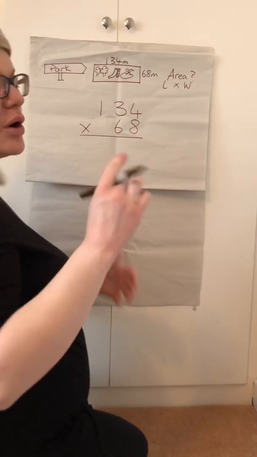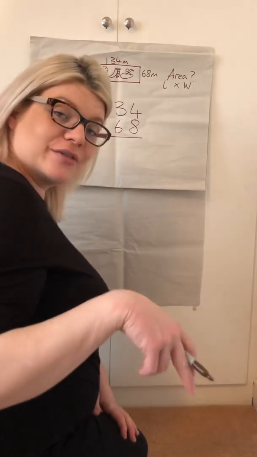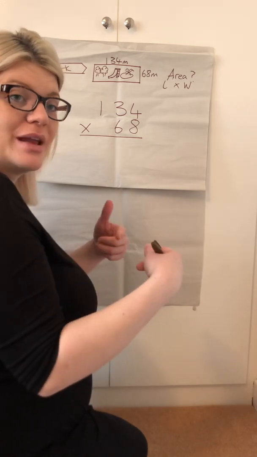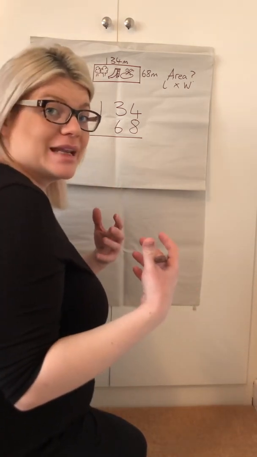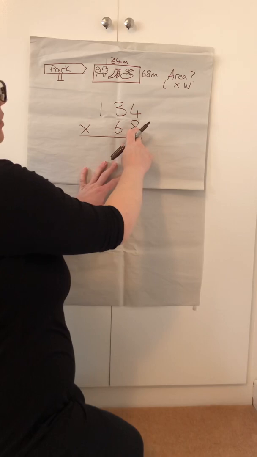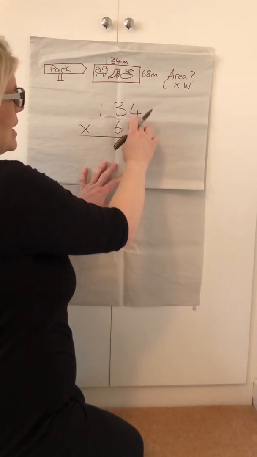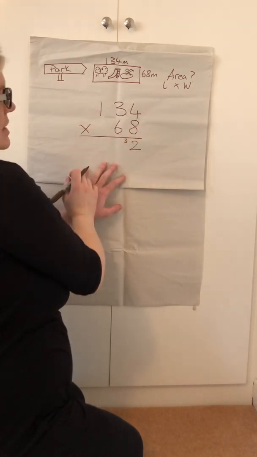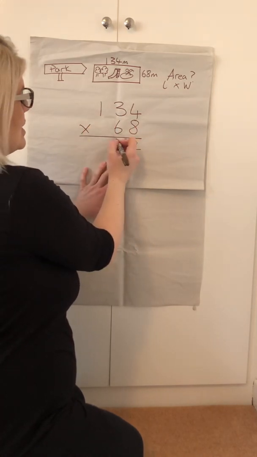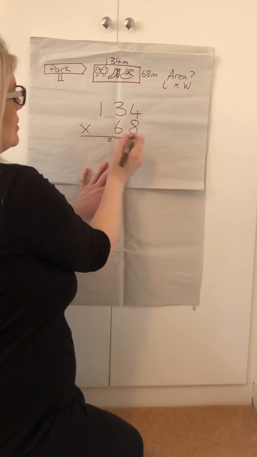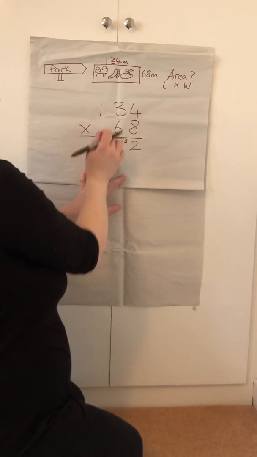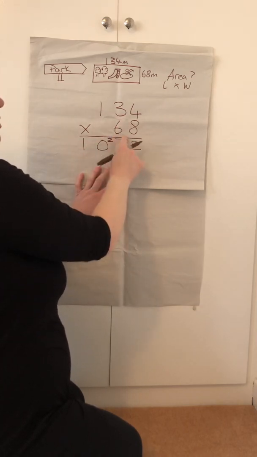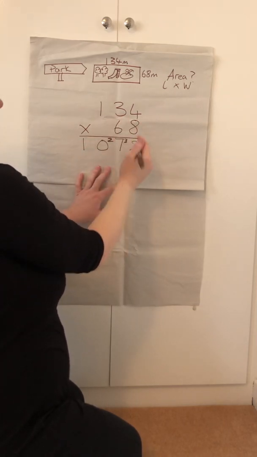You can pause the video now if you want and see if you can work it out yourself before I do it, and then check your answer along with me, or you can just do it along with me now. Right, let's start with the ones. 8 times 4 is 32. 8 times 3 is 24. Add my 3 and I get 27. 8 times 1 is 8. Add 2 is 10. I'm then going to multiply by the 60 or the 6 tens.